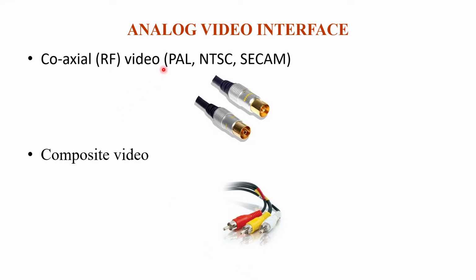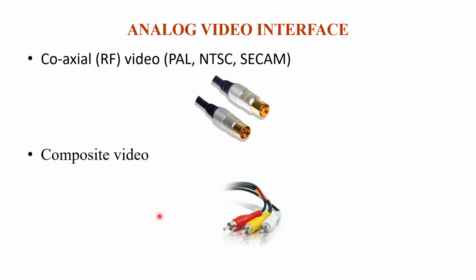Now we are going to discuss the analog video interfaces which we are using here. The coaxial video cable, you are using this for PAL, NTSC, SECAM. If you have seen, these cables are used to connect your television antenna to your receiver system. Okay. Composite video signal.